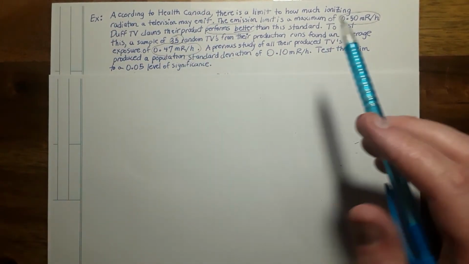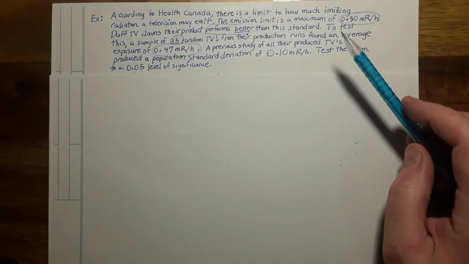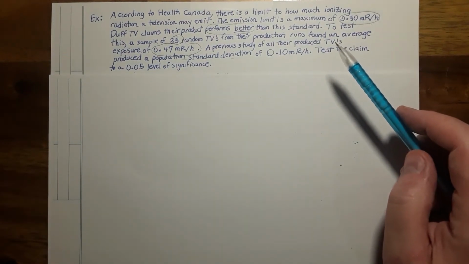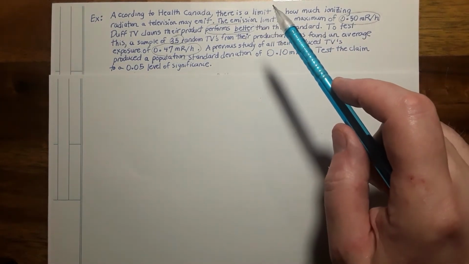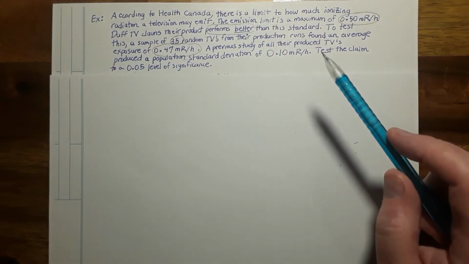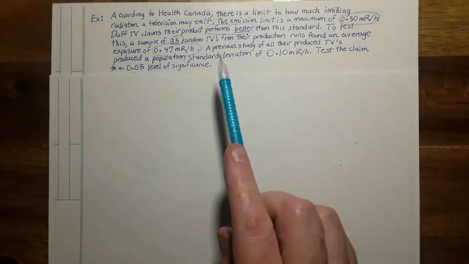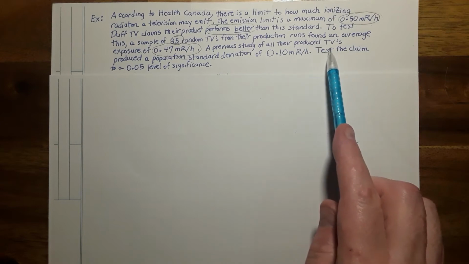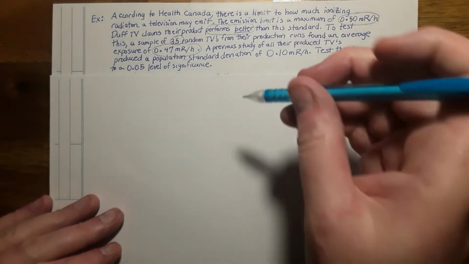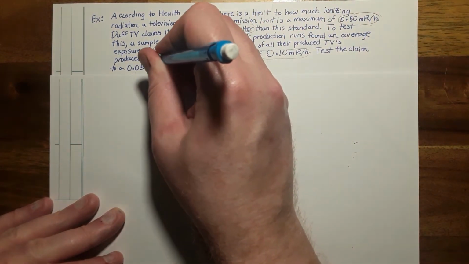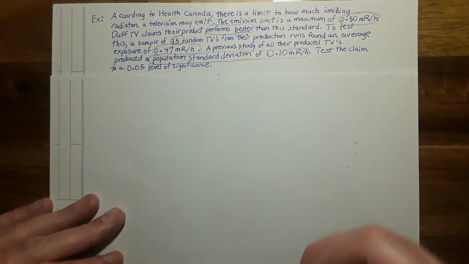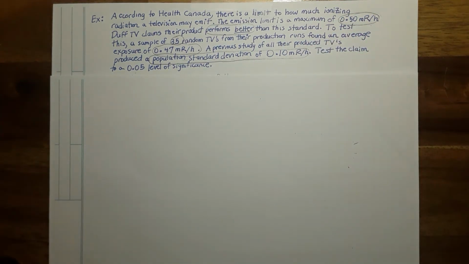Now 0.47 is definitely less than 0.5. The question is, is it significantly less? Is it statistically significantly less, that would allow us to agree with this claim or support this claim? We have additional information here that a previous study of all produced TVs gave a population standard deviation of 0.1 milliröntgens per hour. So because, and that's the dead giveaway right there, because the population standard deviation has been given, it means that we're going to use z-score as our test statistic.